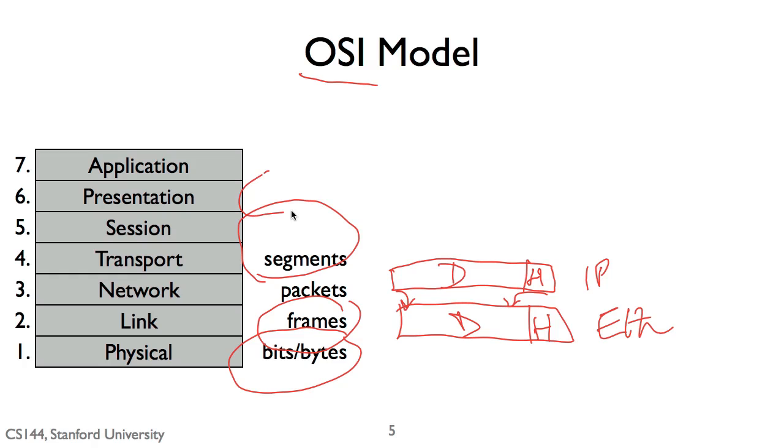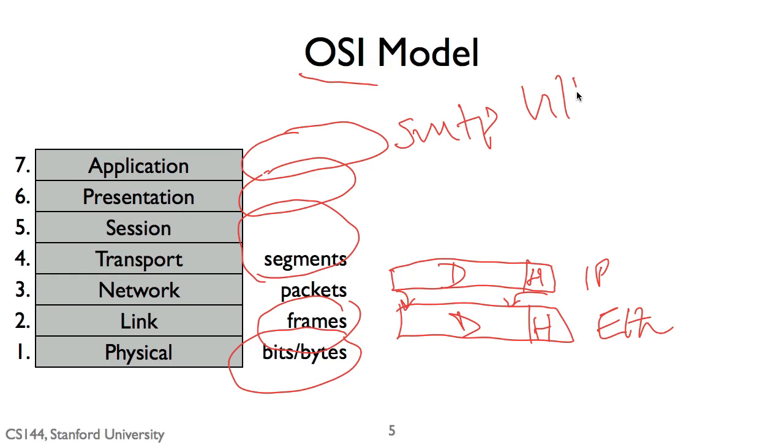Presentation will be the way in which that data is delivered, its format, whether it's encrypted, the security model that's being used. And then the application will be the application level protocol, whether that's for email, which would be SMTP, or for the web, which would be HTTP. It's the protocol that they're using to exchange information about the application from one end to the other.